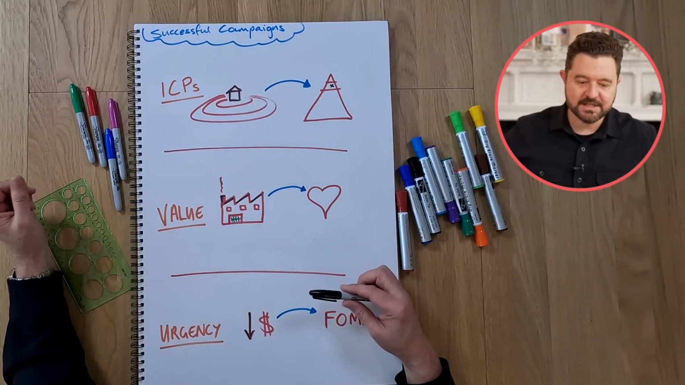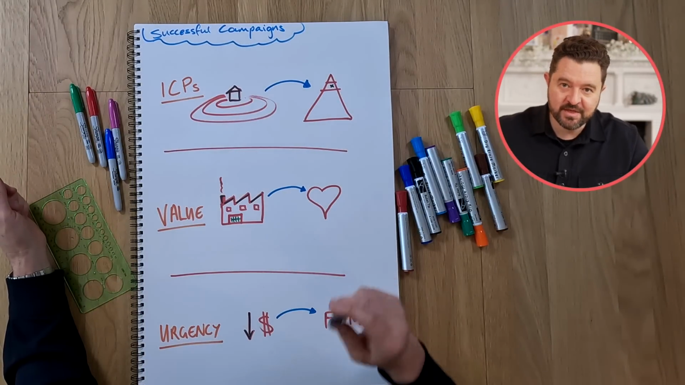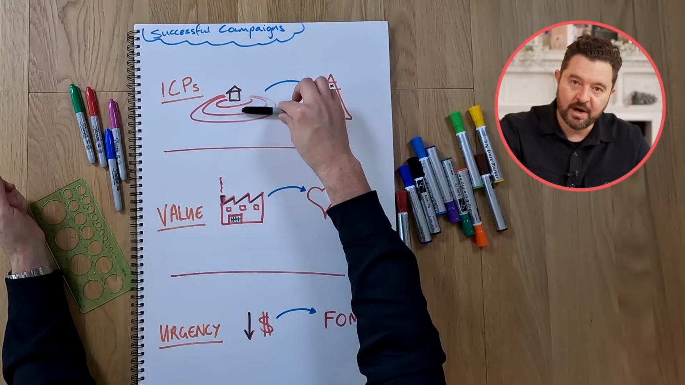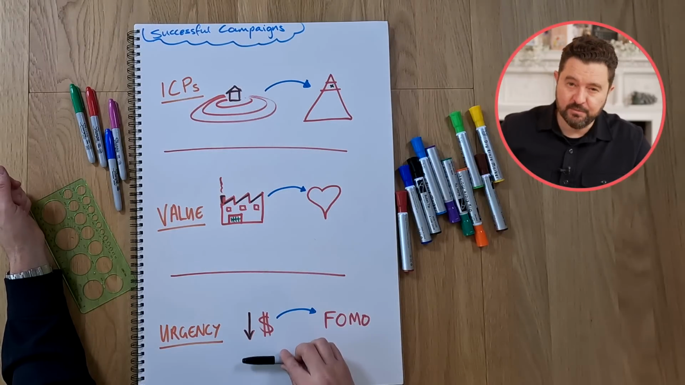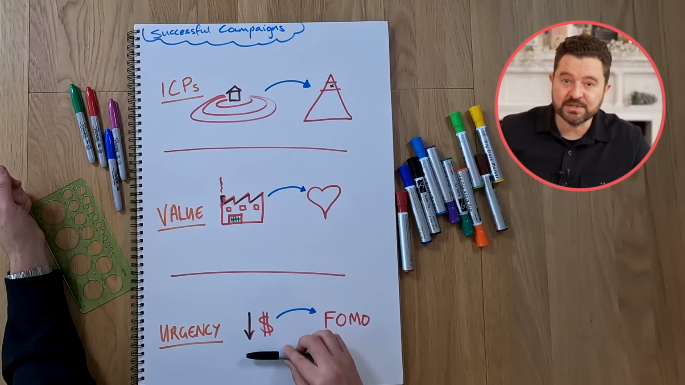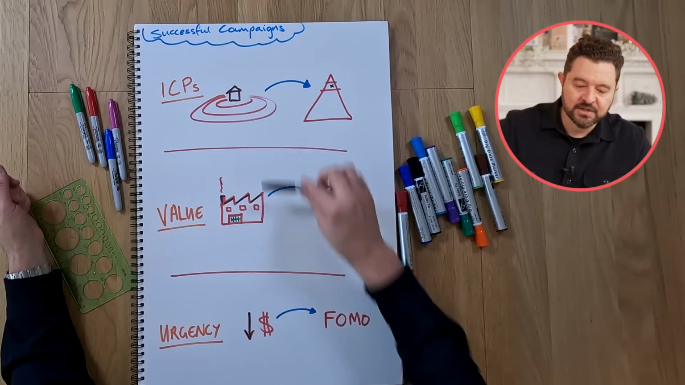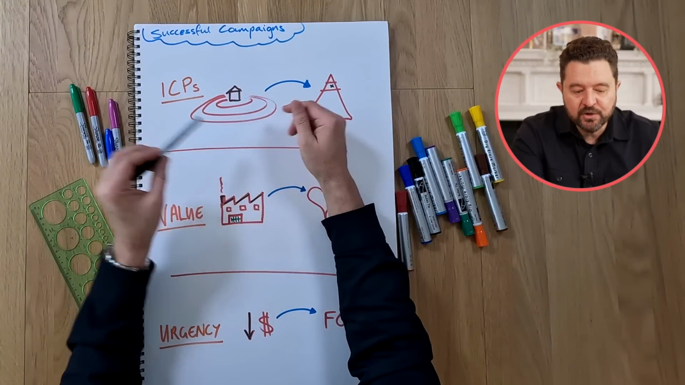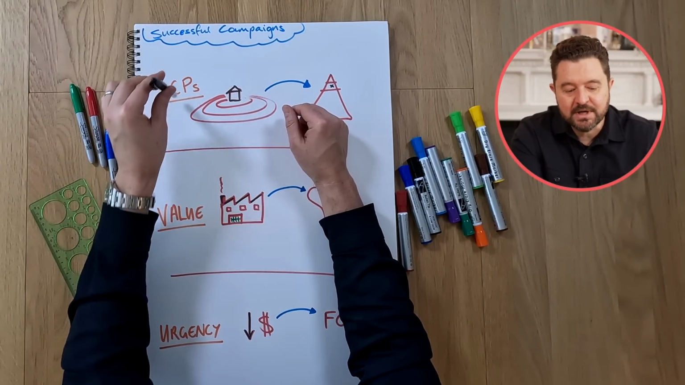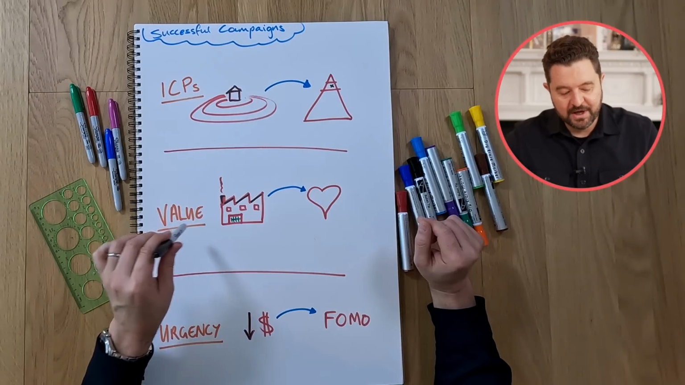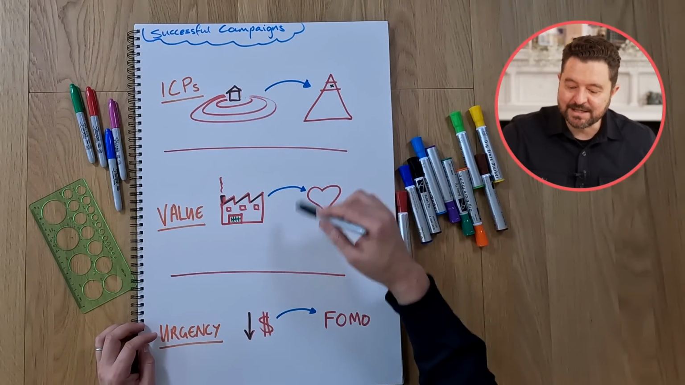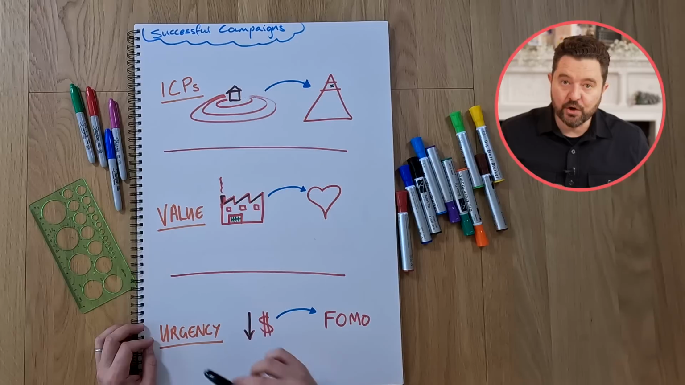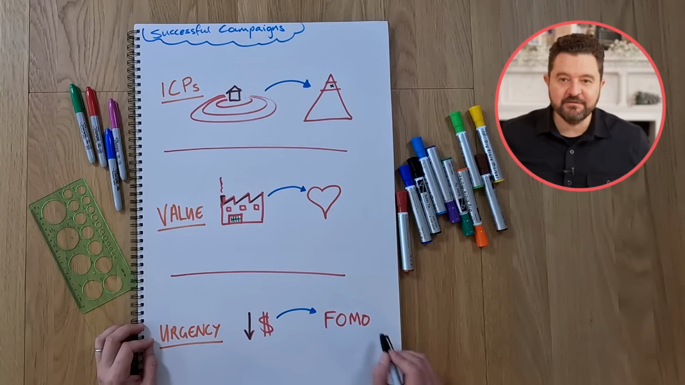So in order to run successful campaigns, we've got to get three things right. We have to talk to the right person, we have to communicate value, and we have to communicate urgency, that people need to do something. They need to take some sort of an action. So in order to talk to the right person, we're going to use a tool called ICPs, Ideal Customer Personas. In order to communicate value, we're going to talk about understanding the customer's world and connecting with them. And in order to understand urgency, we're going to talk about this idea of fear of missing out.